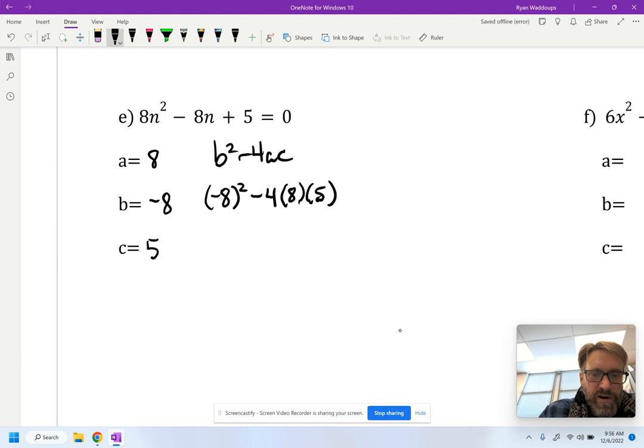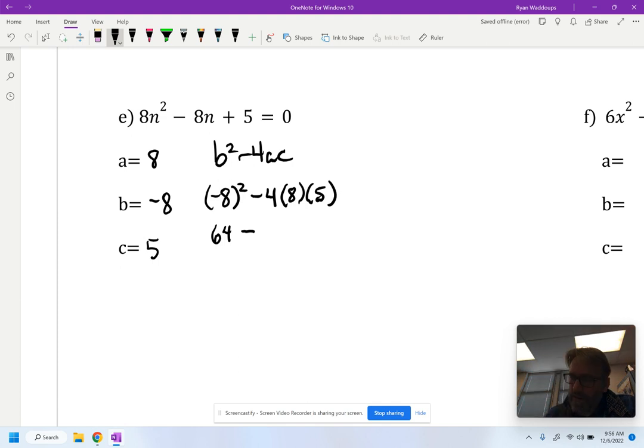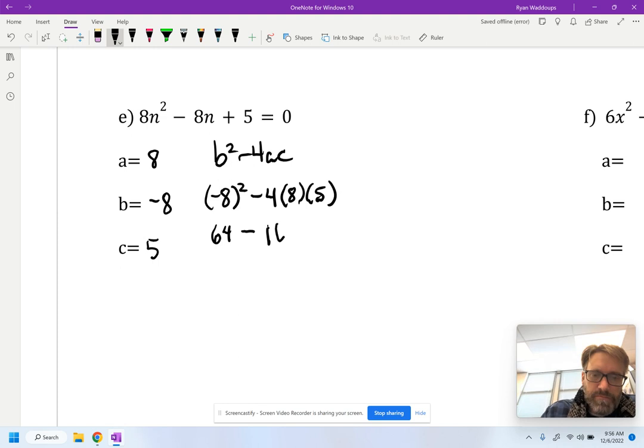And negative 8 squared is positive 64. Minus, and 4 times 8 times 5 is 160. And 64 minus 160 is negative 96. So the value of our discriminant is negative 96.